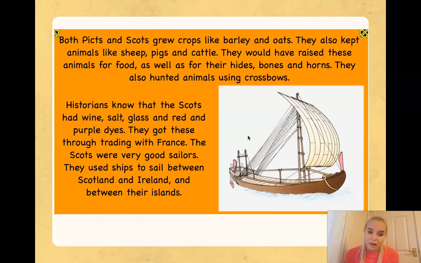We don't know too much about them. Historians don't know too much about the Scots and the Picts, but what we do know is that they had wine, salt, glass, and red and purple dyes, which they would trade with France, the country. And the Scots were also very good sailors, and they used ships to sail between Scotland and Ireland and between their islands to be able to do trading and get resources that way. So it was very efficient the way that they worked their life.